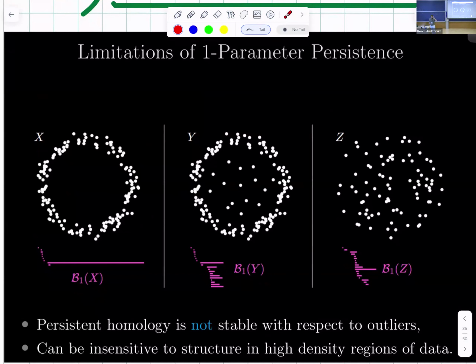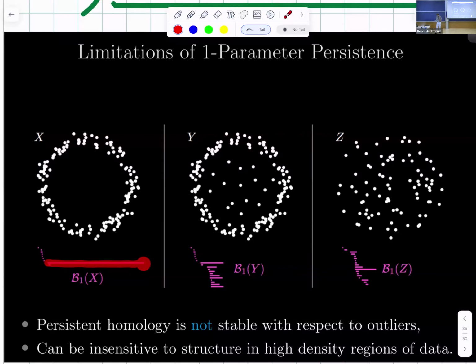And indeed, there are some limitations that you can see here. I mean, there are two examples of point clouds, X and Y. And what's the difference between X and Y? I mean, X looks like it is sampled from a circle or from an annulus, right? And if you compute the barcode, the barcode of the module H1 here, then you would expect a nice big circle to show up. And indeed, in the barcode, you find a nice long bar, which indicates, aha, I have a circle.